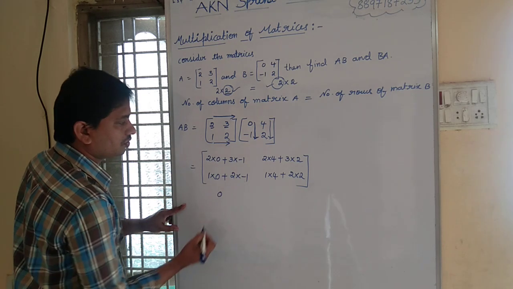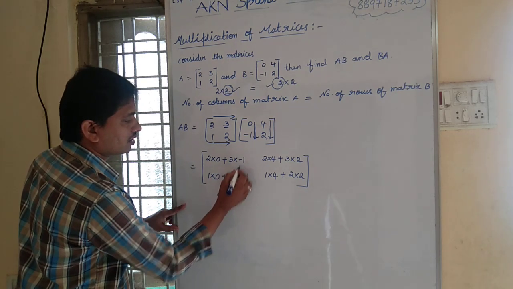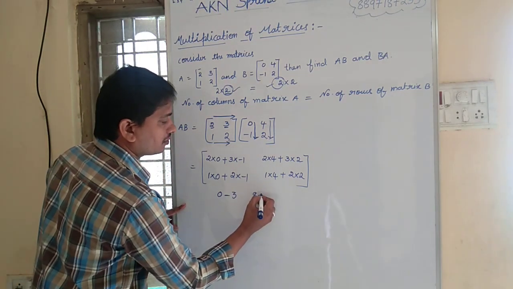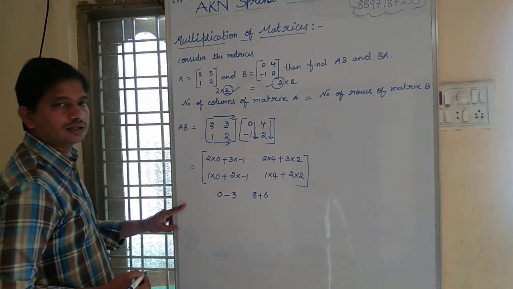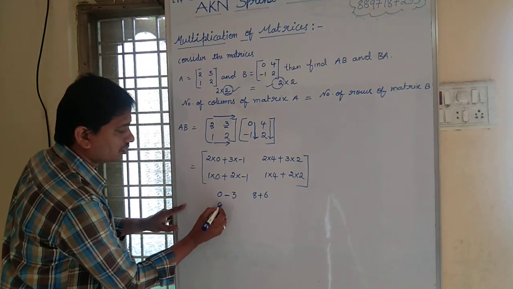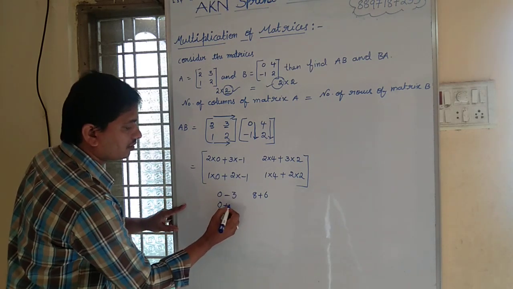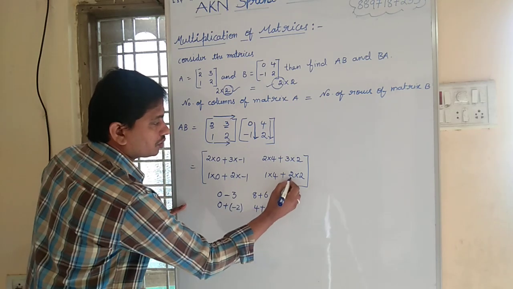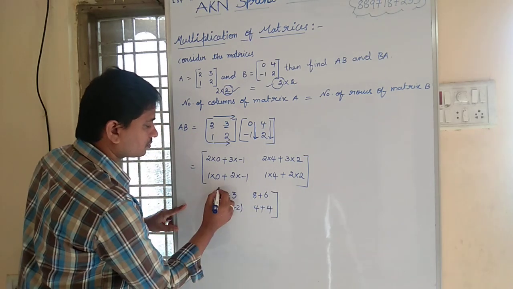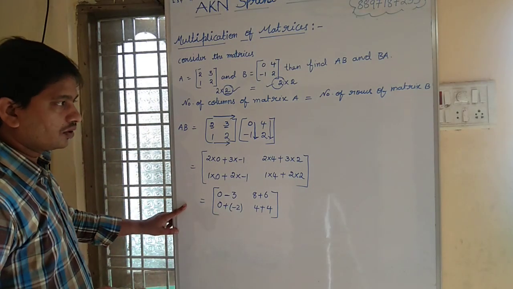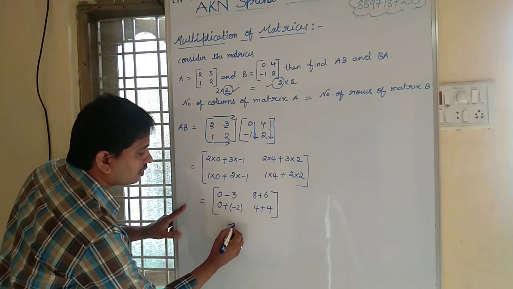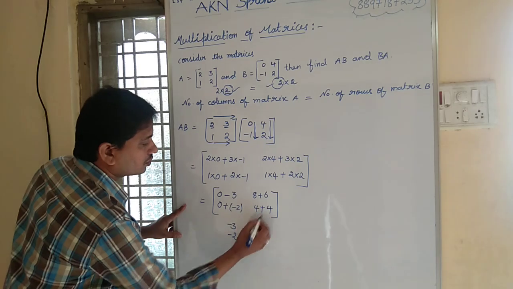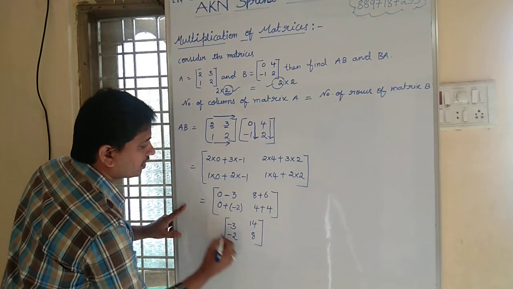So 2 zeros are 0, plus 3 into minus 1, minus 3. 2 fours are 8, plus 3 twos are 6. Now 1 into 0, 0, plus 2 into minus 1, minus 2. Again 1 into 4, 4, plus 2 into 2, 4. Okay, children? 0 minus 3 is minus 3. 8 plus 6, 14. 0 minus 2, minus 2. 4 plus 4, 8. So this is our AB.